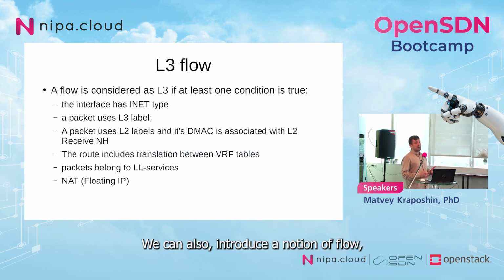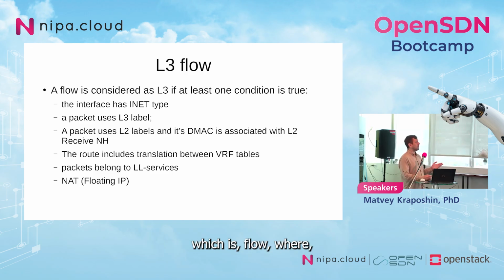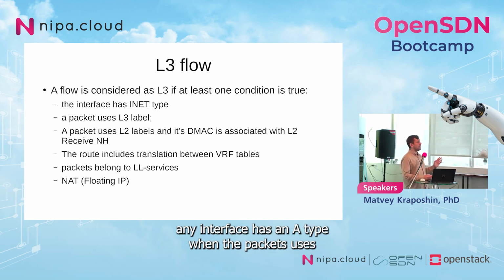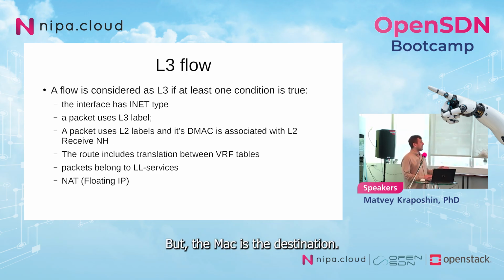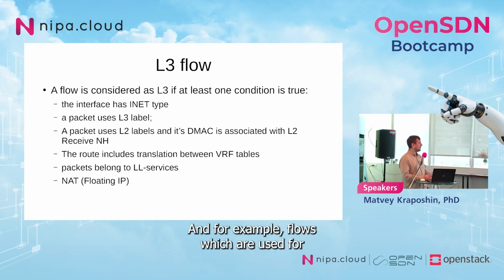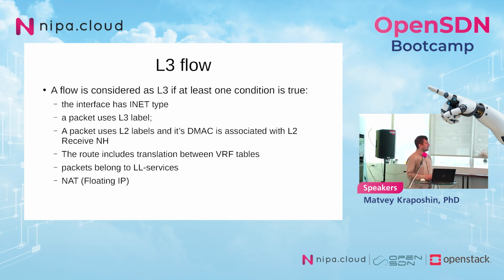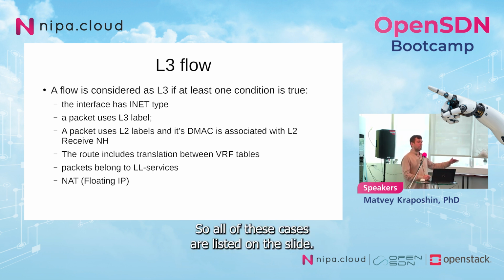We can also introduce a notion of L3 flow, which is flow where any interface has INET type. When a packet uses L3 labels, when a packet uses L2 labels, but destination MAC is associated with L2 next hop, and for example, flows which are used for network address translation. So all these cases are listed on the slide.